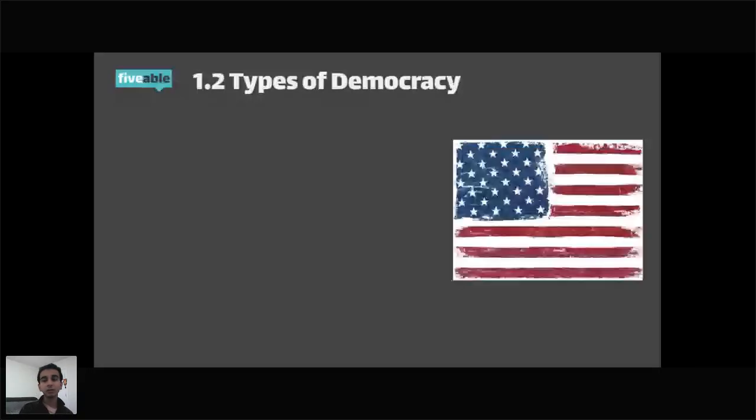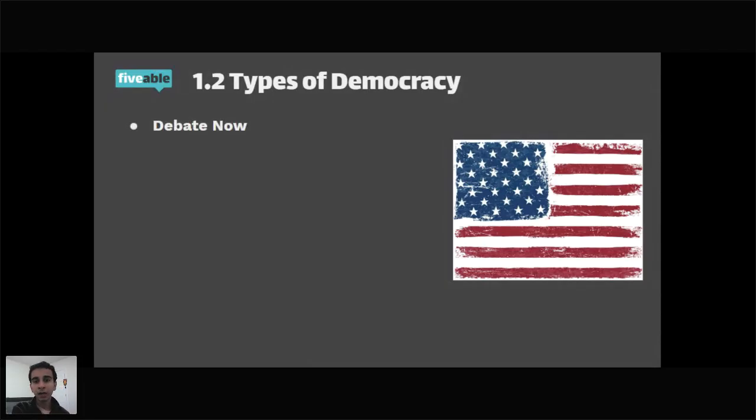The sample FRQ that AP or College Board released when this new syllabus came out, which was last year, the argumentative essay was about this topic. So it was about the three types of democracy and which one best represented what the founders wanted. So you had to use the foundational documents to justify.